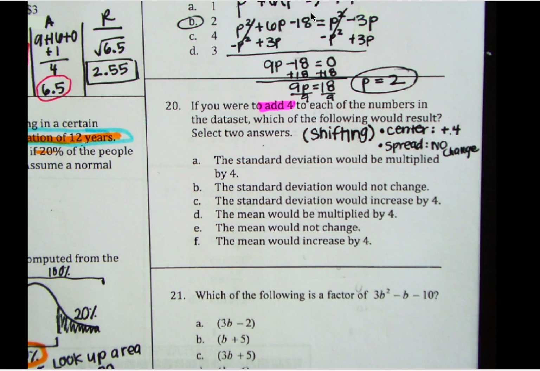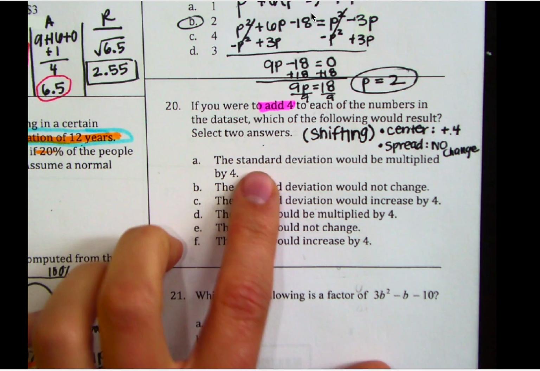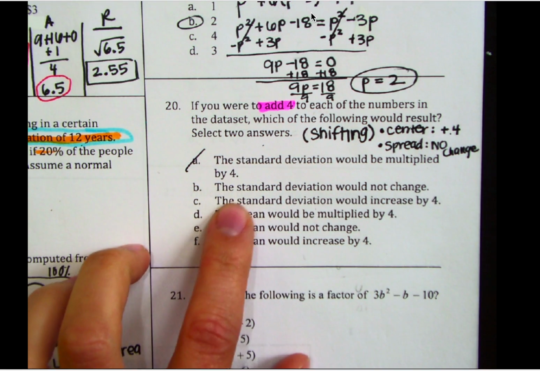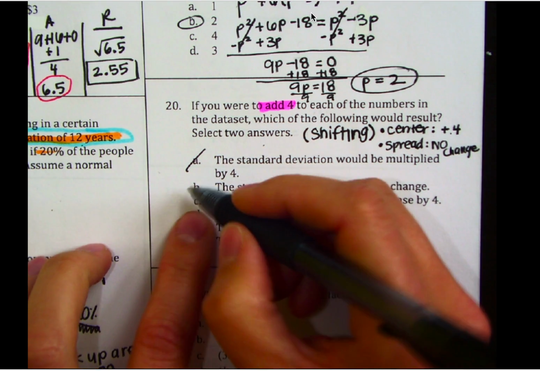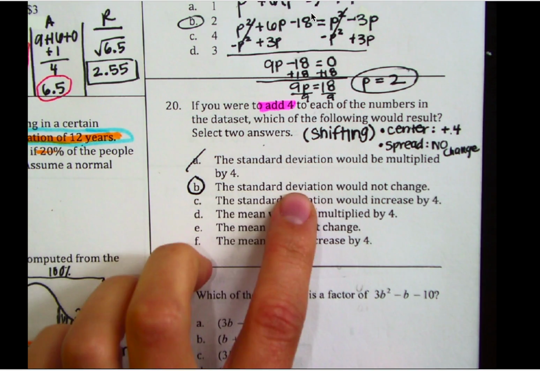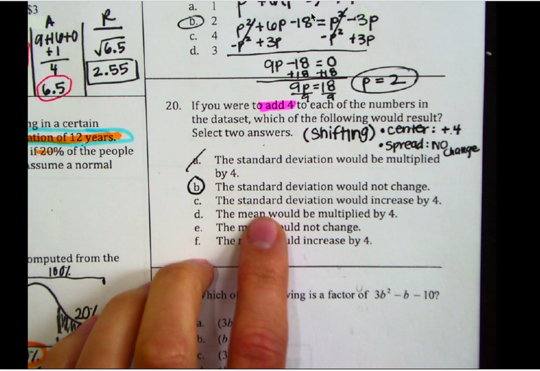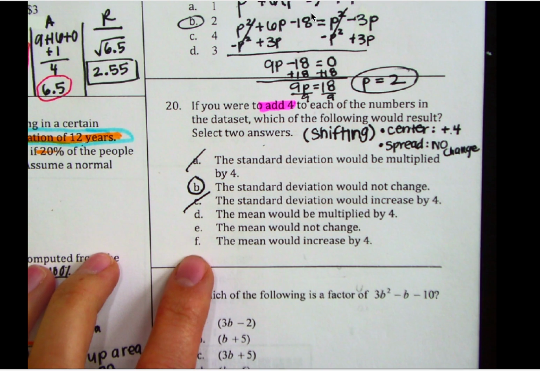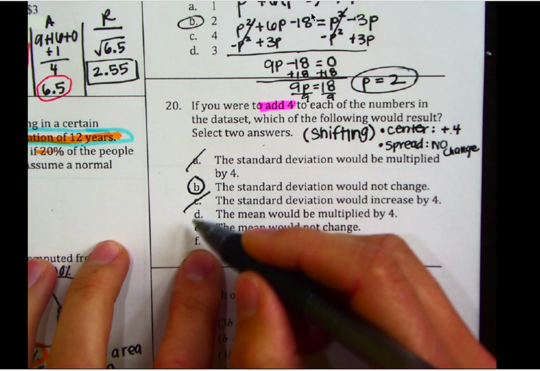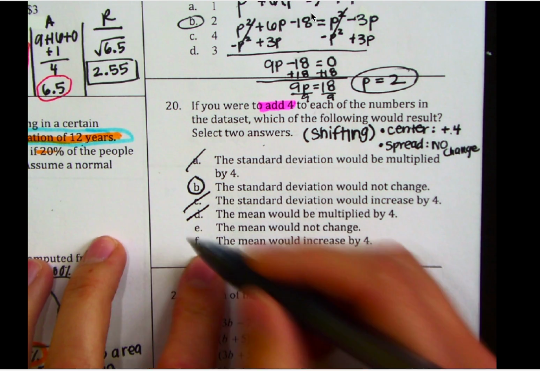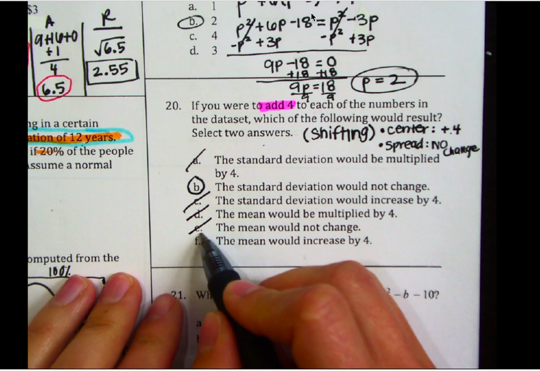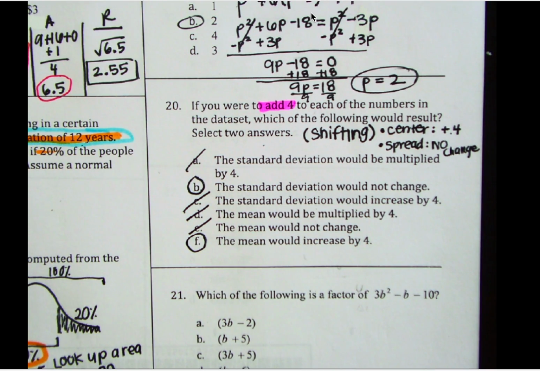Okay, so when we're adding 4, the standard deviation is not multiplied by 4. No, wait. Standard deviation does not change when you're shifting or adding 4. The standard deviation increases by 4. Nope. The mean is multiplied by 4. No. The mean would also increase by 4. So your answers are B and F.